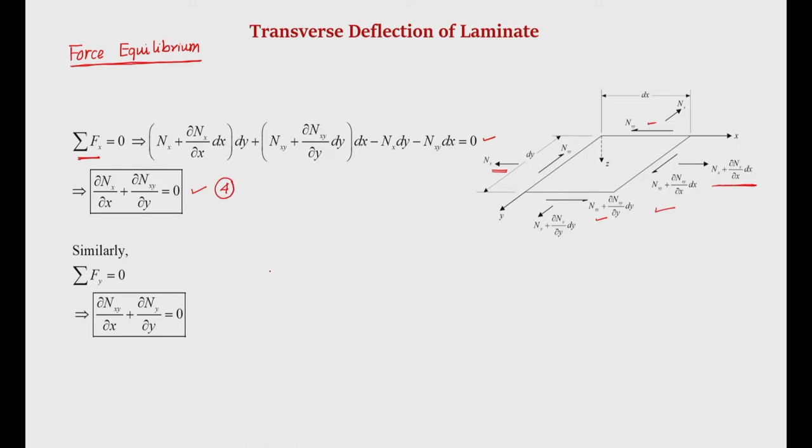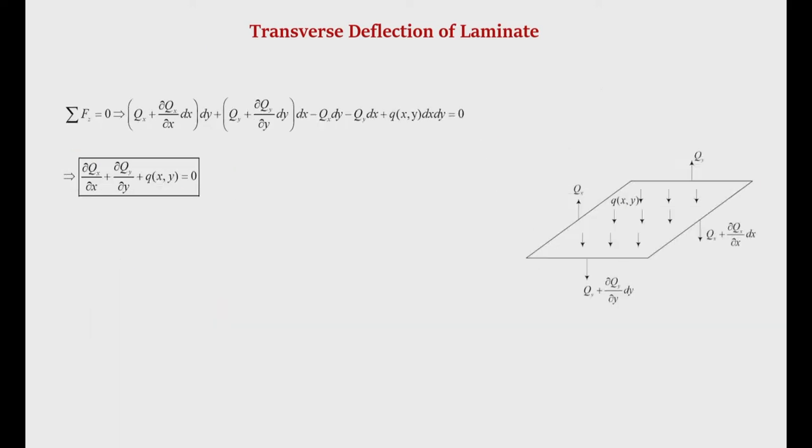Similarly, if we consider the force equilibrium along y, with reference to this figure, again if we sum up all the forces along y to 0, then we get this equation. Suppose this is our equation number 5. Now, considering the force equilibrium along z, we can write: this is along positive z, this is along negative z, this is along negative z, this is along positive z.